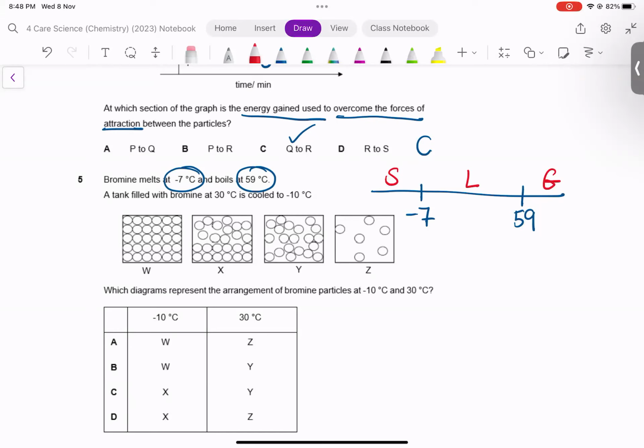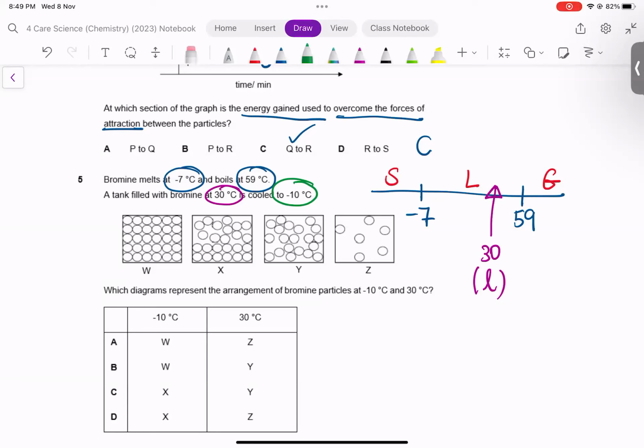All right, this is very important. So now you are given two temperatures. A tank filled with bromine at 30 degrees Celsius is cooled to -10. So now let's label. Where is 30? 30 is here, meaning it's a liquid, because it falls in the L region of the number line, liquid.